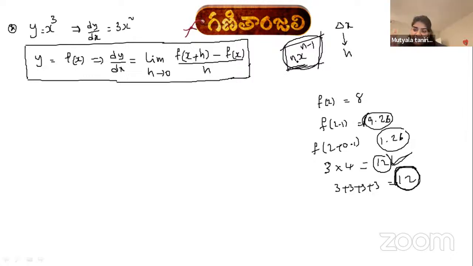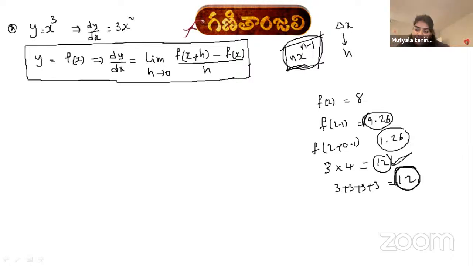Likewise, we got 3x square from the formula. If there is a question in an examination, of course, you may have this type of question: find the derivative of x cube. What is our answer? 3x square. But in some questions, they will ask us to find the derivative of x cube without using the formula. Of course, then also we'll get the same answer, 3x square. You got that answer by using the formula.